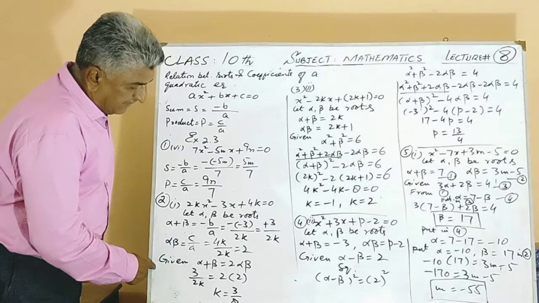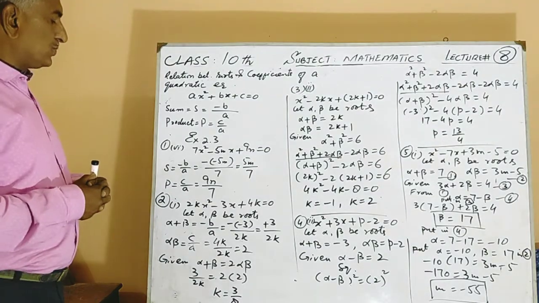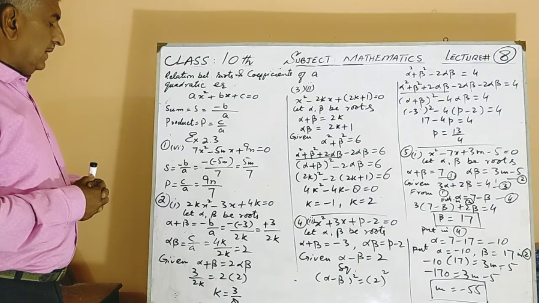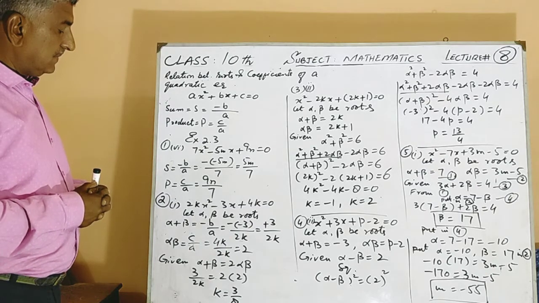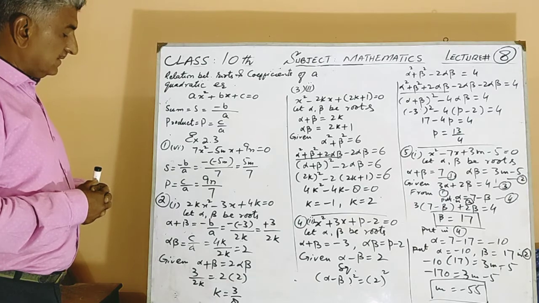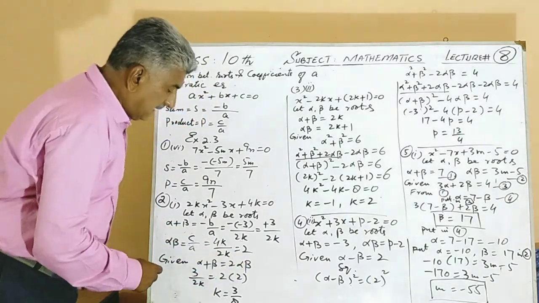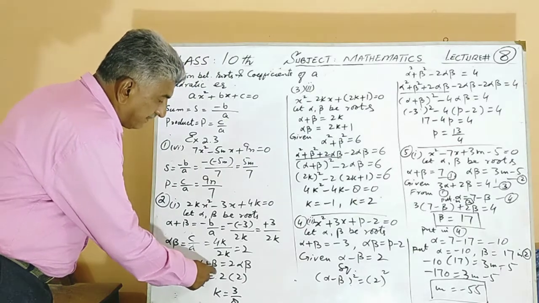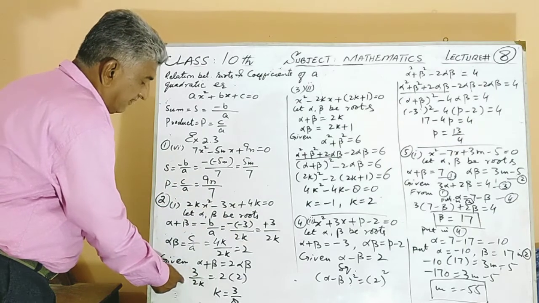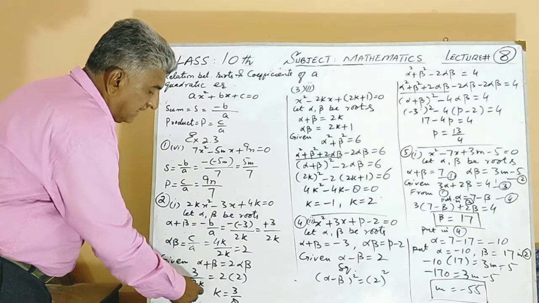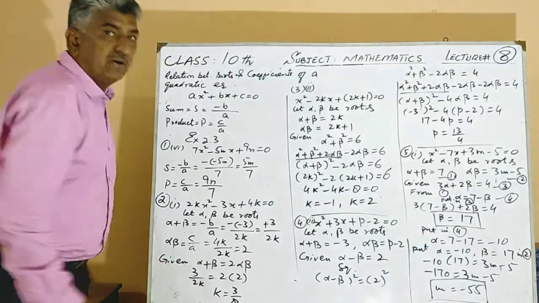In this case, the given condition is that the sum of the roots is twice the product of the roots. It means alpha plus beta is equal to 2 alpha beta, and after putting the values of alpha plus beta and alpha beta, which we have found already, we will get the value of k, that is equal to 3 upon 8.